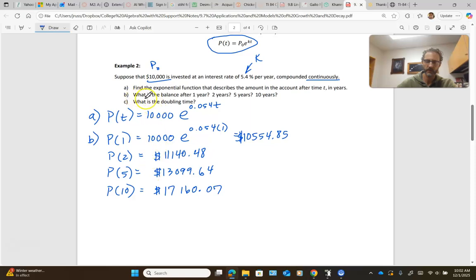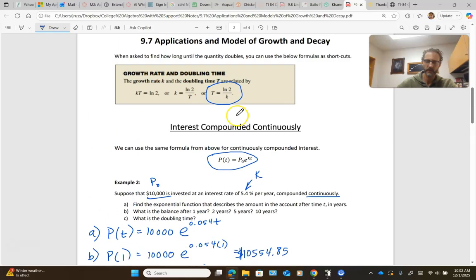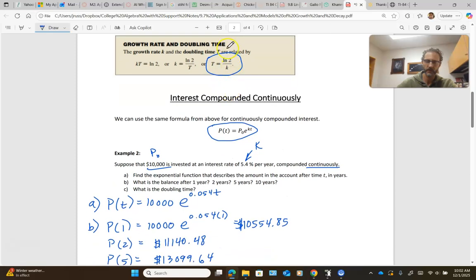Now part C says, what is the doubling time? Well, if you're looking at this sequence here, you can see that after 10 years, we're starting to get close to having the initial amount doubled. So it's going to have to be more than 10 years. For part C, the doubling time, well, we could do it the way we did the last one. We could say, to double this, that means 20,000, so you could set this function right here equal to 20,000 and solve it for t. Or you can use this formula right here. And it'll save you all those steps.